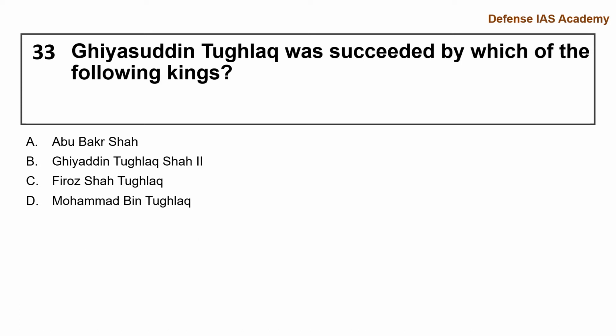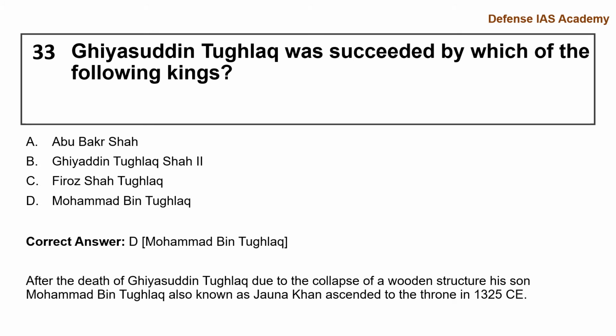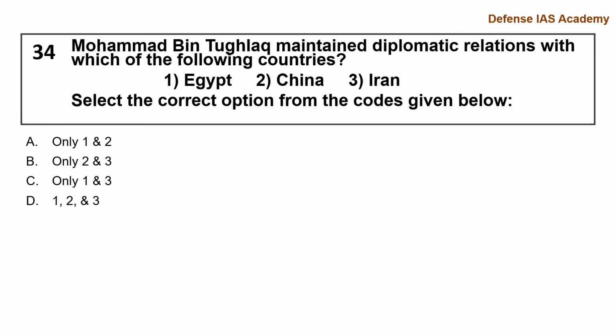Question 33. Ghiyasuddin Tughlaq was succeeded by which of the following kings? The correct answer is option D, Muhammad bin Tughlaq. After the death of Ghiyasuddin Tughlaq, due to the collapse of a wooden structure, his son Muhammad bin Tughlaq, also known as Juana Khan, ascended to the throne in 1325 CE.